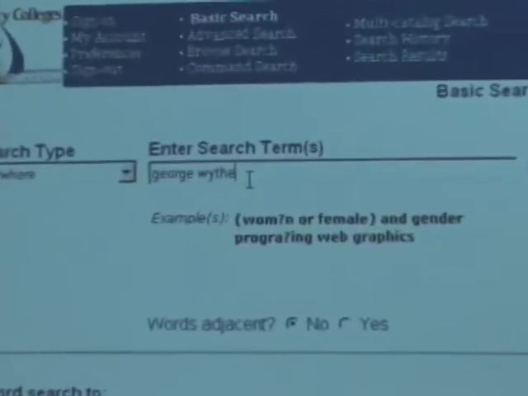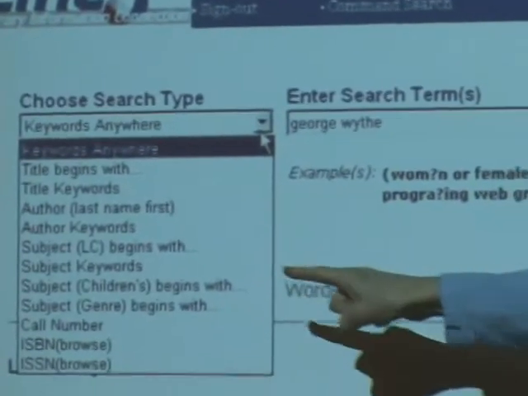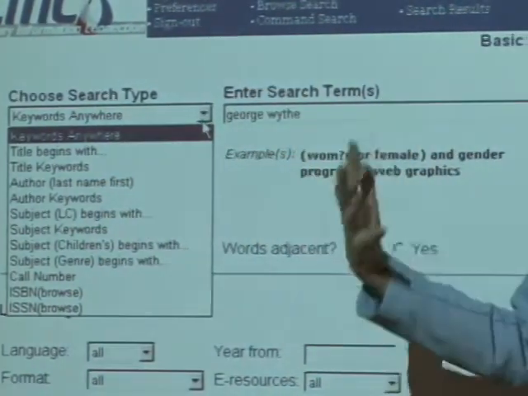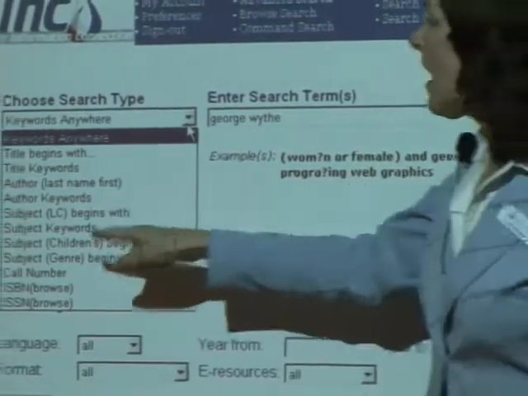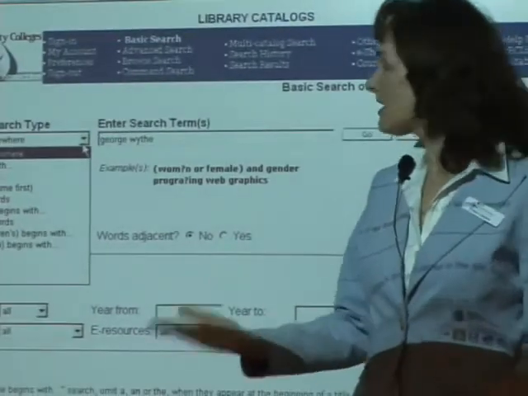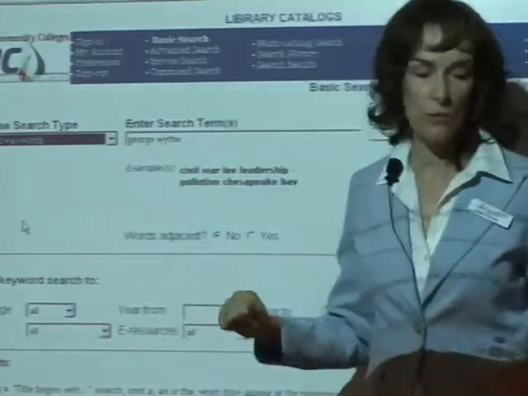Or actually, if you've already got a topic in another class, you could go ahead and investigate the other topic and see what you can find. So I'm going to type in my topic, George Wythe. Notice that I'm going to do a subject keyword search. I could do an author search if I knew the author of a book about George Wythe, or a title search if I knew the name of a book, but I don't. I just know I want to know something about him. So I'm doing a subject keyword search.